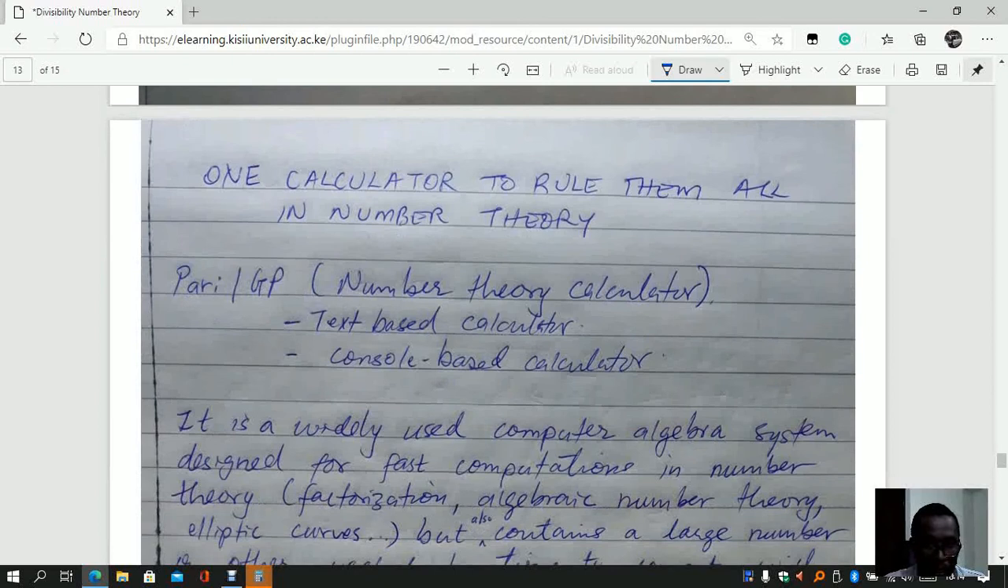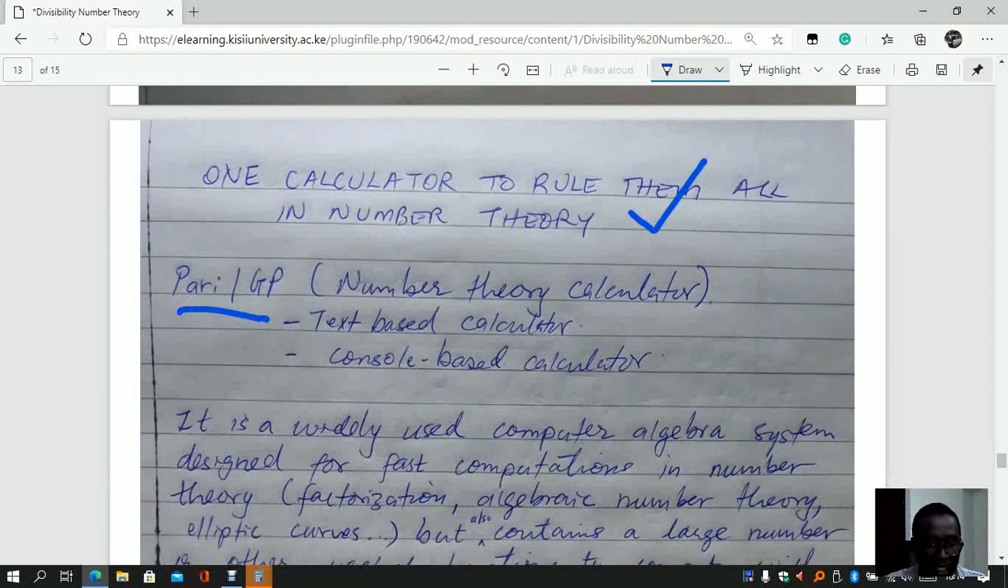So this one calculator to rule them all, we're just trying to talk about Pari. Pari is a text-based calculator, a console, meaning it works with commands. Now, because of time, we'll not be able to go into its detail, and we'll use the freeware that works in the browser. If you're connected to the internet, you can use it at any time.